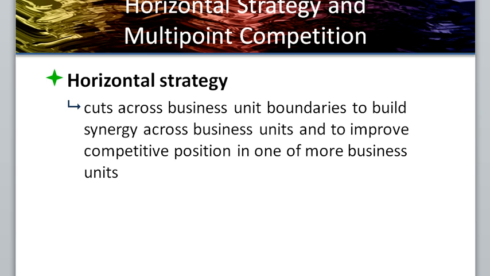Okay, so let's go back to horizontal strategy. This is a strategy where we're going to cut across the business unit boundaries to build a synergy between business units and improve the competitive position of one or more of the business units. So when this is used to build synergy, the parent company is going to develop a strategy that's going to integrate the business units in a way that's going to generate more business overall for the total company. So hopefully improve its competitive position in one or more business units.